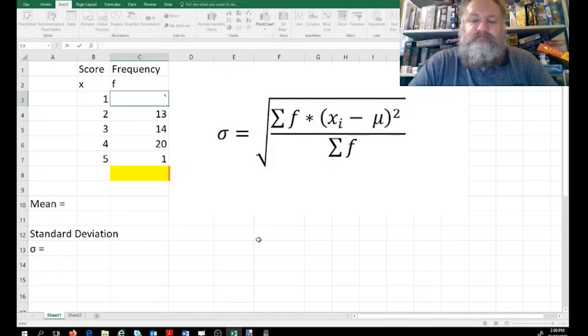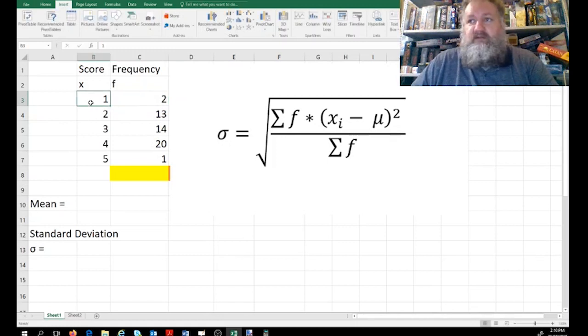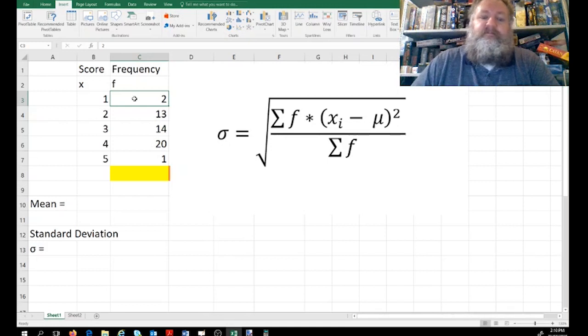Okay, so let's have a look at the standard deviation as it applies to a frequency distribution table. What we have here is a range of scores, my x values. Right? So I have scores of 1, 2, 3, 4, and 5. I also have the number of times each of those scores were achieved. For all the different values, we have a different number.